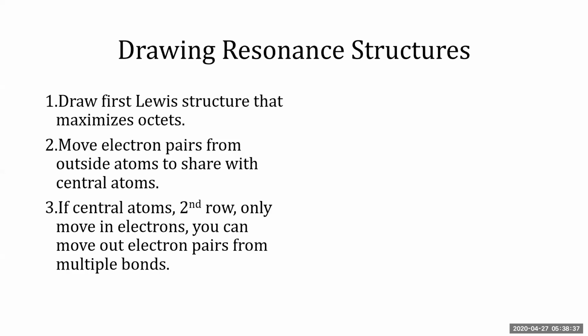Rules for drawing resonance structures. Draw first the Lewis structure that maximizes octets. Move electron pairs from outside atoms to share with center atoms. If the central atoms are second row, only move in electrons; you can move out electron pairs from multiple bonds.